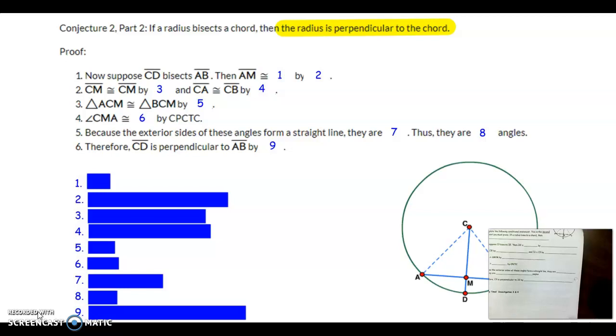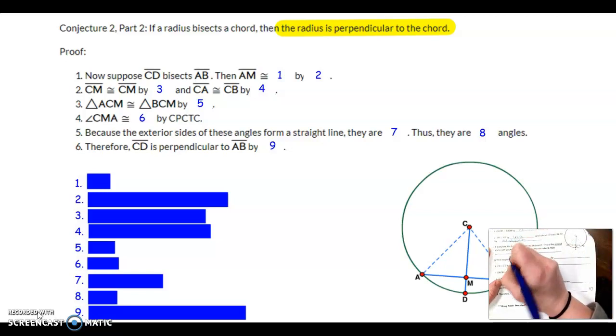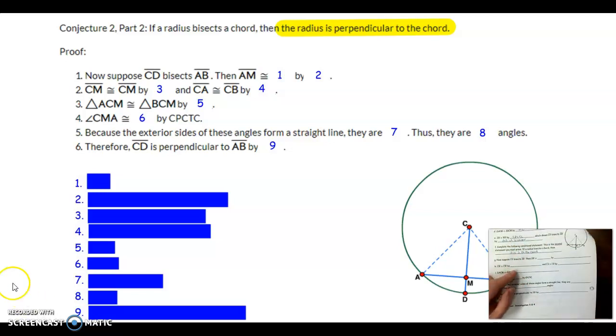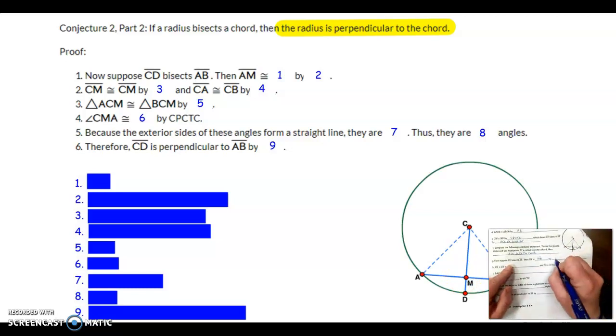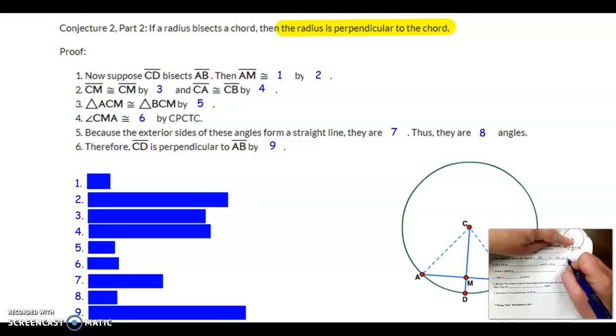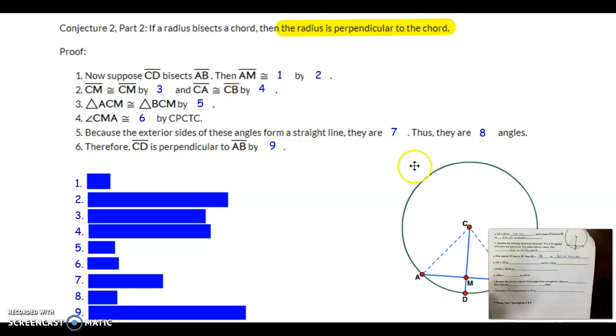So the second statement we're trying to prove is that if a radius bisects a chord, then it is also perpendicular to the chord. So it says, suppose segment CD bisects segment AB. That's the given part. Then we know that segment AM is congruent to what? Well, by definition of a bisector, we know it's cutting segment AB in half. So segment AM would be congruent to segment MB. That's the first blank in your notes, segment MB. And again, that's by definition of a bisector. That's just what a bisector does, creates congruent parts.